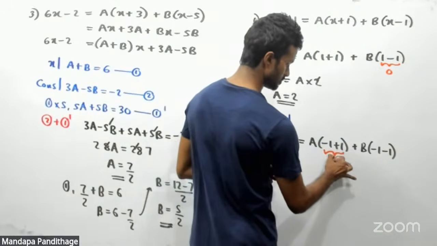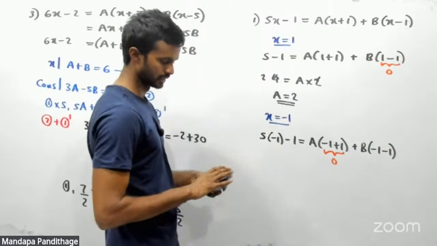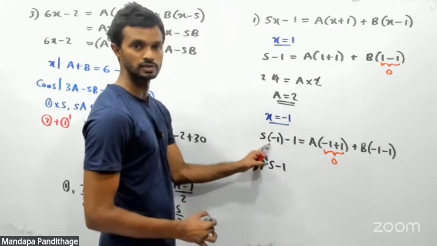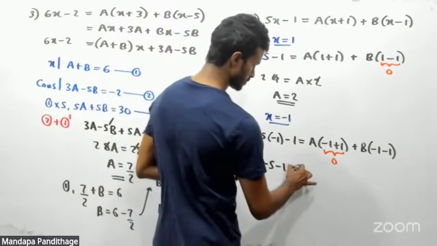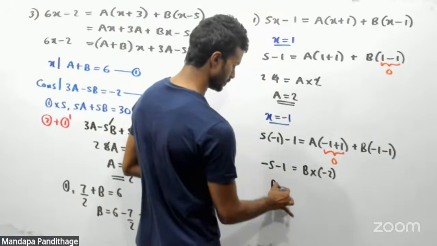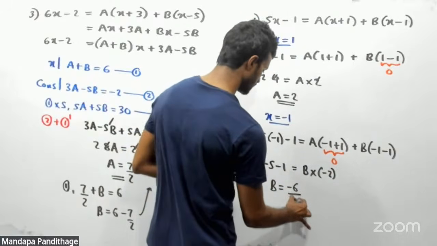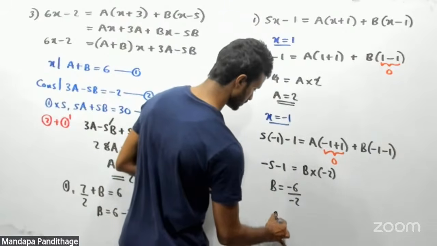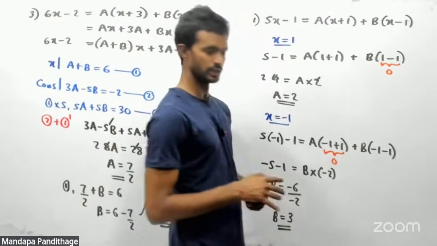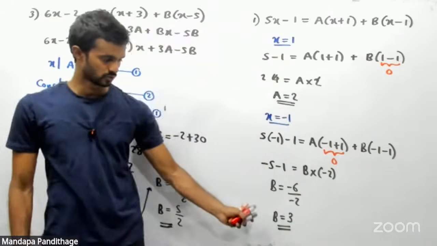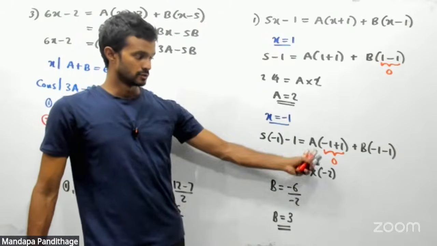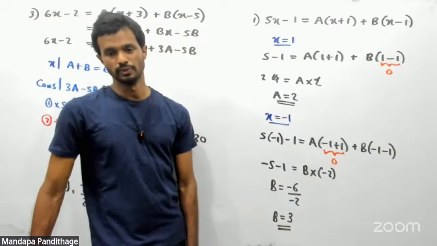For the first two questions, I'll be writing this. Then after, I won't write it. You have minus 5 minus 1, because 5 into minus 1 is minus 5, is equal to b into minus 2, which gives you b is equal to minus 6 over minus 2. So b is equal to 3, because minus 6 over minus 2 means b is equal to 3. So that is how you can do this. This becomes 0, and then you get b is equal to 3.